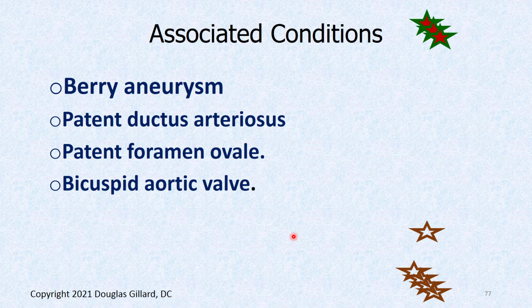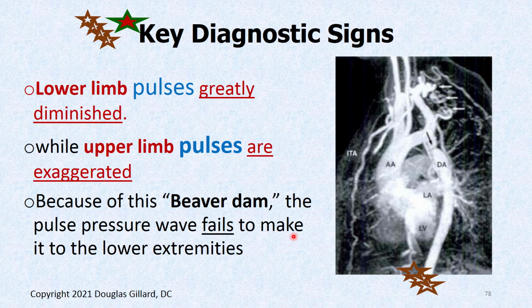If you have this condition, you have to watch out for berry aneurysm, because these patients may also have a berry aneurysm and other problems like a patent ductus arteriosus, patent foramen ovale, bicuspid aortic valve. Key diagnostic signs: what we said, lower limb pulses are greatly decreased. Upper limb pulses are exaggerated. And yeah, that's because of the beaver dam.